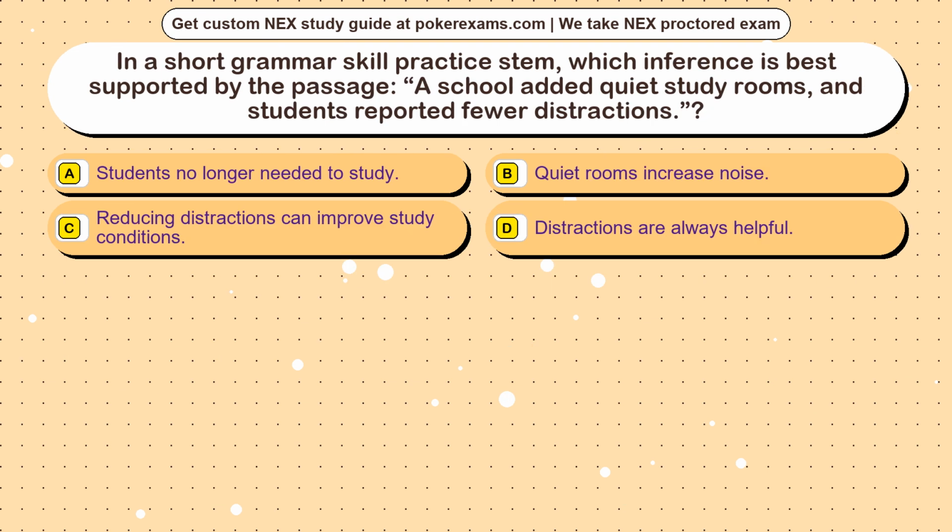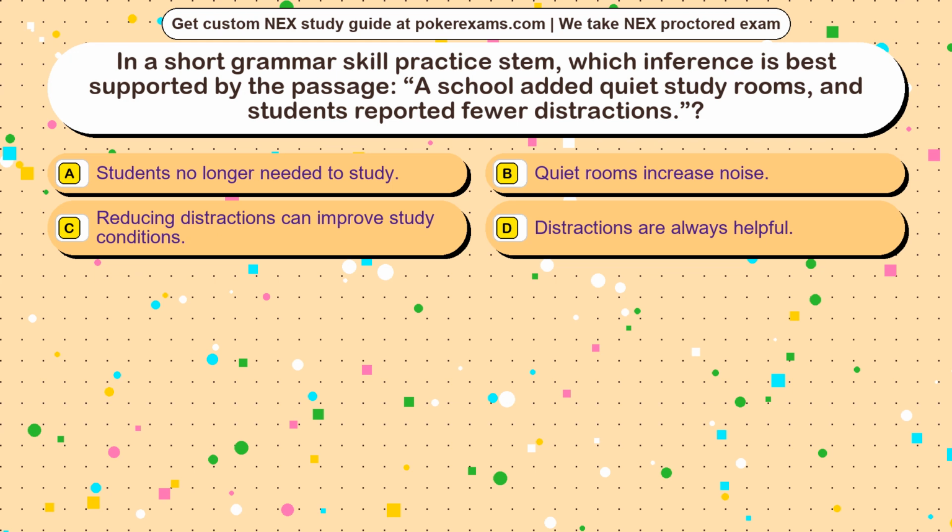Question 14. In a short grammar skill practice STEM, which inference is best supported by the passage? A school added quiet study rooms, and students reported fewer distractions. Option A, students no longer needed to study. Option B, quiet rooms increase noise. Option C, reducing distractions can improve study conditions. Option D, distractions are always helpful.